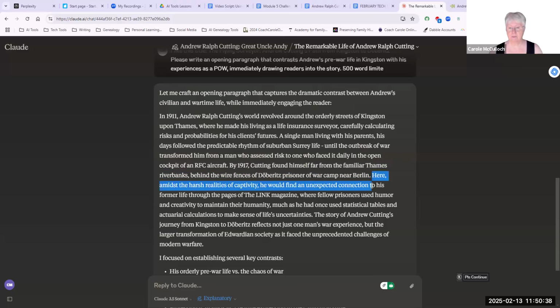Here, amidst the harsh realities of captivity, he would find an unexpected connection to his former life through the pages of the Link magazine, where fellow prisoners used humour and creativity to maintain their humanity. Much as he had once used statistical tables and actuarial calculation to make sense of life's uncertainties. The story of Andrew Cutting's journey from Kingston to Brits reflects not just one man's war experience, but the larger transformation of Edwardian society as it faced the unprecedented challenges of modern warfare. That reads very well.